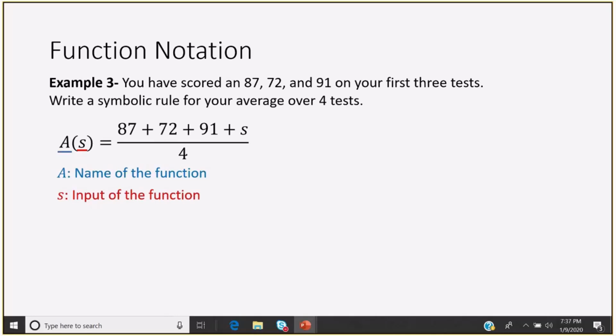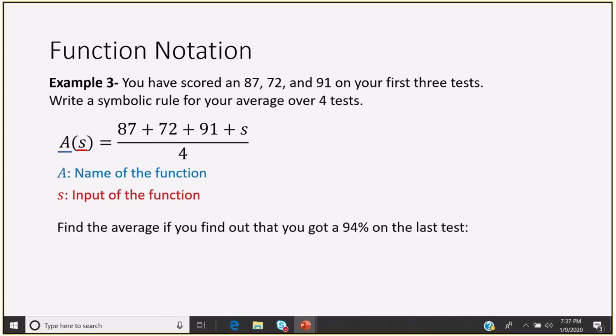And so I've kind of already said it a couple of times, but how you would say that is A of S. So you would say the name of the function, then you say of, and then you would say your input. So anytime you hear f of x or A of S, that's what we're talking about. We're talking about the function notation.